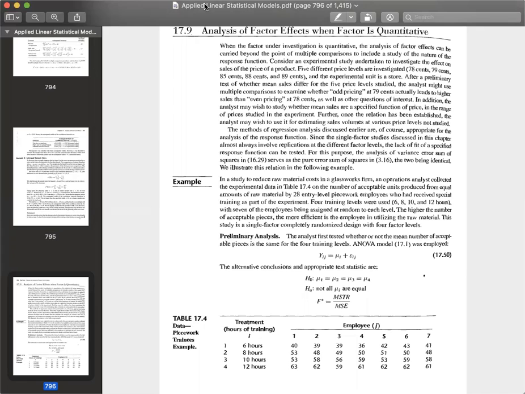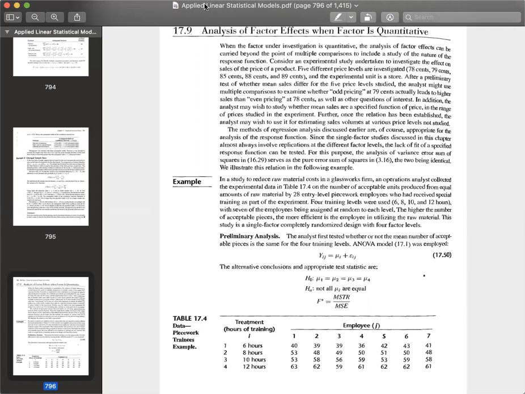In addition, the analyst may wish to study whether mean sales are a specified function of price in the range of prices studied in the experiment. Further, once the relation has been established, the analyst may wish to use it for estimating sales volumes at various price levels not studied.